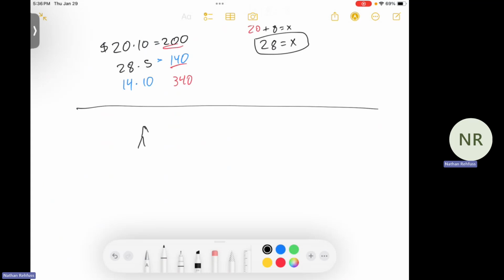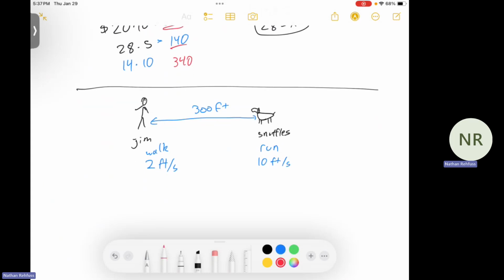Jim is at the park playing with his dog. The dog's name is Snuffles. Here's Snuffles. Jim calls Snuffles to go home. At this point, Jim and Snuffles are 300 feet apart. Jim is going to start walking at 2 feet per second. Snuffles is going to run towards Jim at 10 feet per second. What I'd like to know is, how far does Snuffles run?